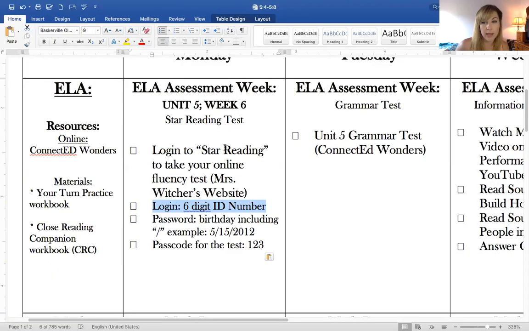If you or your parents do not have access to that 6-digit number, just have them message me and I can go ahead and let you guys know your login information. But this is where it gets a little bit tricky, so I need you guys to pay attention to this. The password is your birthday.